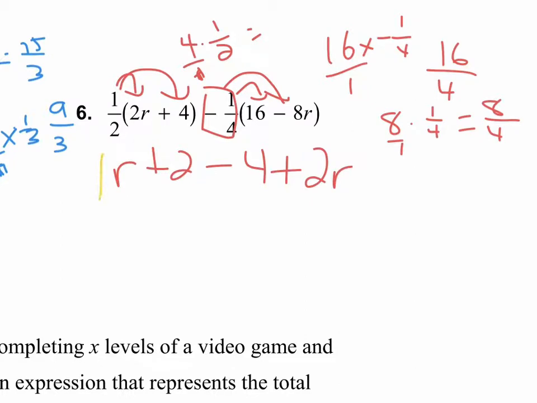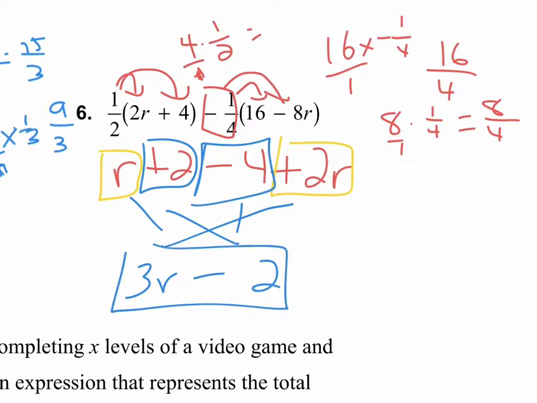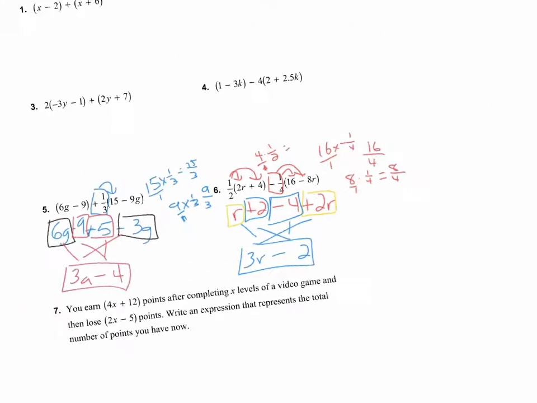And then we combine like terms. So I have r, positive 2r, and I have positive 2, negative 4. So my end answer is r plus 2r, which is 3r. 2 plus a negative 4, opposite signs we subtract, so we get 2, and 4 is bigger, so we keep the negative sign. And my answer is 3r minus 2.